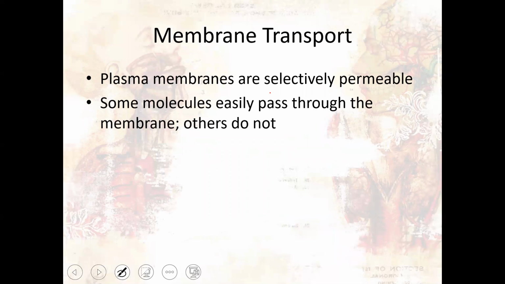Now, one of the major functions here for our membrane is moving stuff in and out of the cell. The membrane is not a wall. It is selectively permeable, which means that some stuff can get through and some can't.